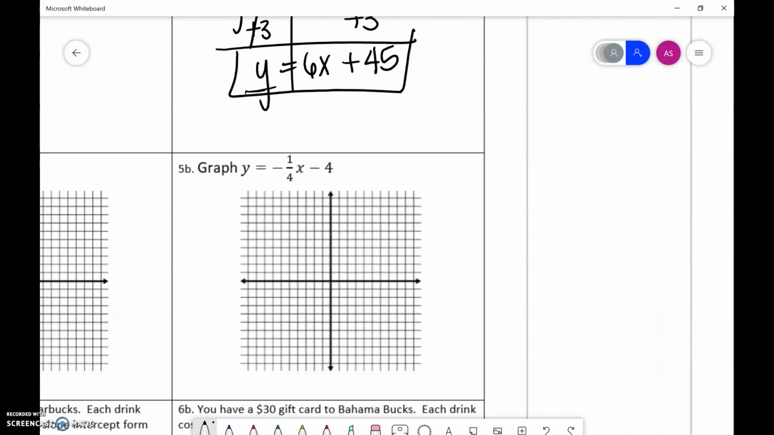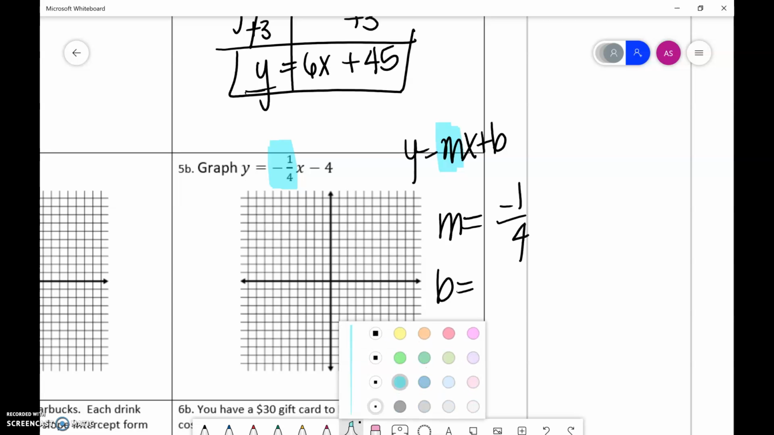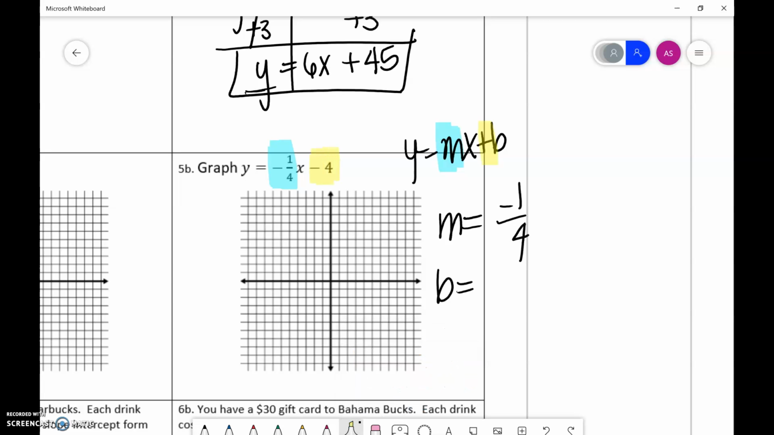All right, number 5, they want me to graph y equals -1/4 x minus 4. So I see that this is in slope-intercept form. And the two things I know when I have slope-intercept form is the slope and y-intercept. So we know m is our slope, so -1/4 is going to be our slope. And b is going to be -4. Make sure if you have a subtraction sign, you consider that number to be -4 for your y-intercept.